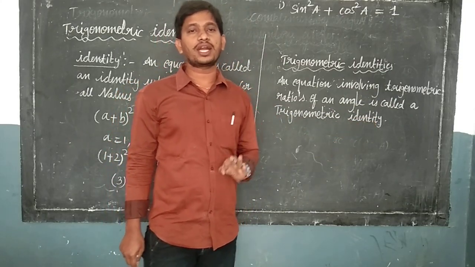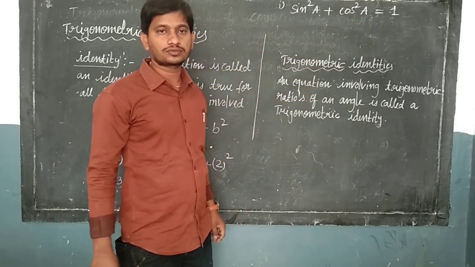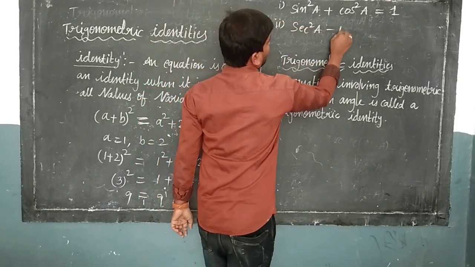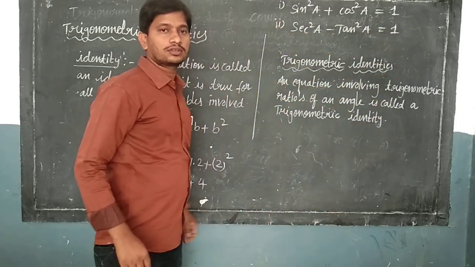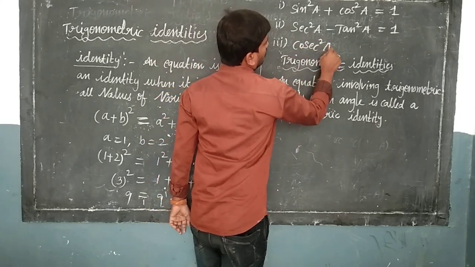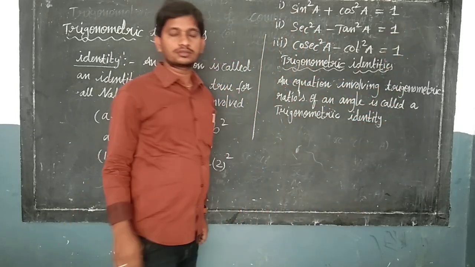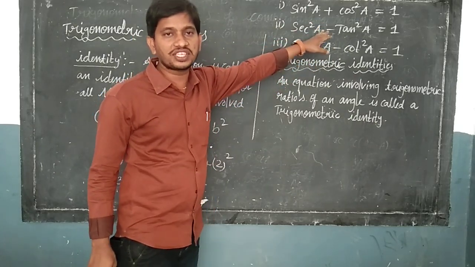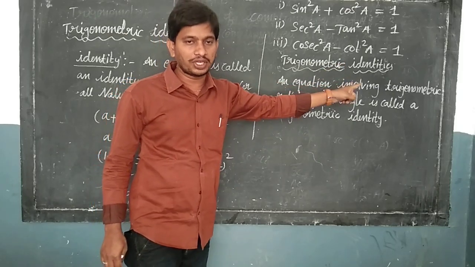We have three trigonometric identities. First one is sin square A plus cos square A equal to 1. And the second one is sec square A minus tan square A equal to 1. And the third one is cosec square A minus cot square A equal to 1. All are trigonometric identities, equations involving trigonometric ratios of an angle.